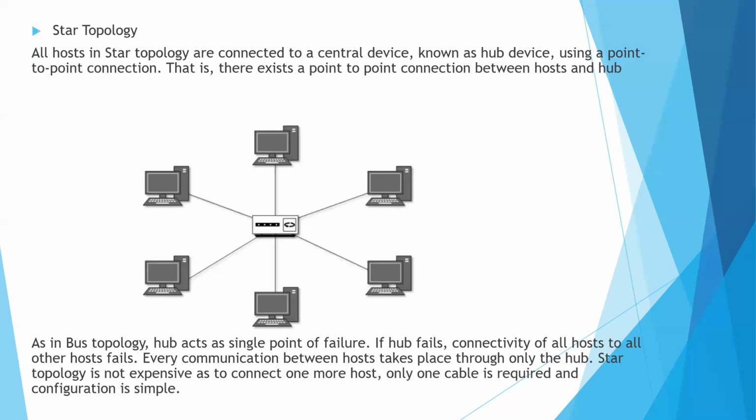Star topology. All hosts in star topology are connected to a central device known as a hub using a point-to-point connection. That is, there exists a point-to-point connection between hosts and hub. As in bus topology, the hub acts as a single point of failure. If the hub fails, connectivity of all hosts to all other hosts fails. Every communication between hosts takes place only through the hub.